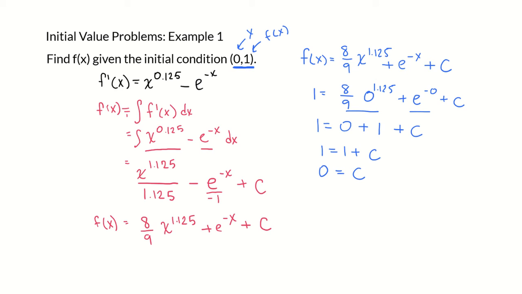That means our constant is 0, and our function is f of x equals 8 over 9 x to the 1.125 plus e to the negative x.